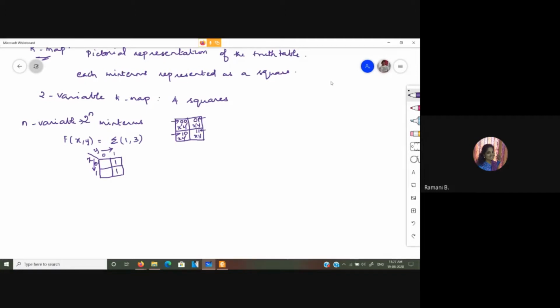Okay, now to write the expression, what we do is we combine the squares, that is we combine the adjacent squares. We look for adjacency in the squares. That means you will be checking for squares with single literal change.